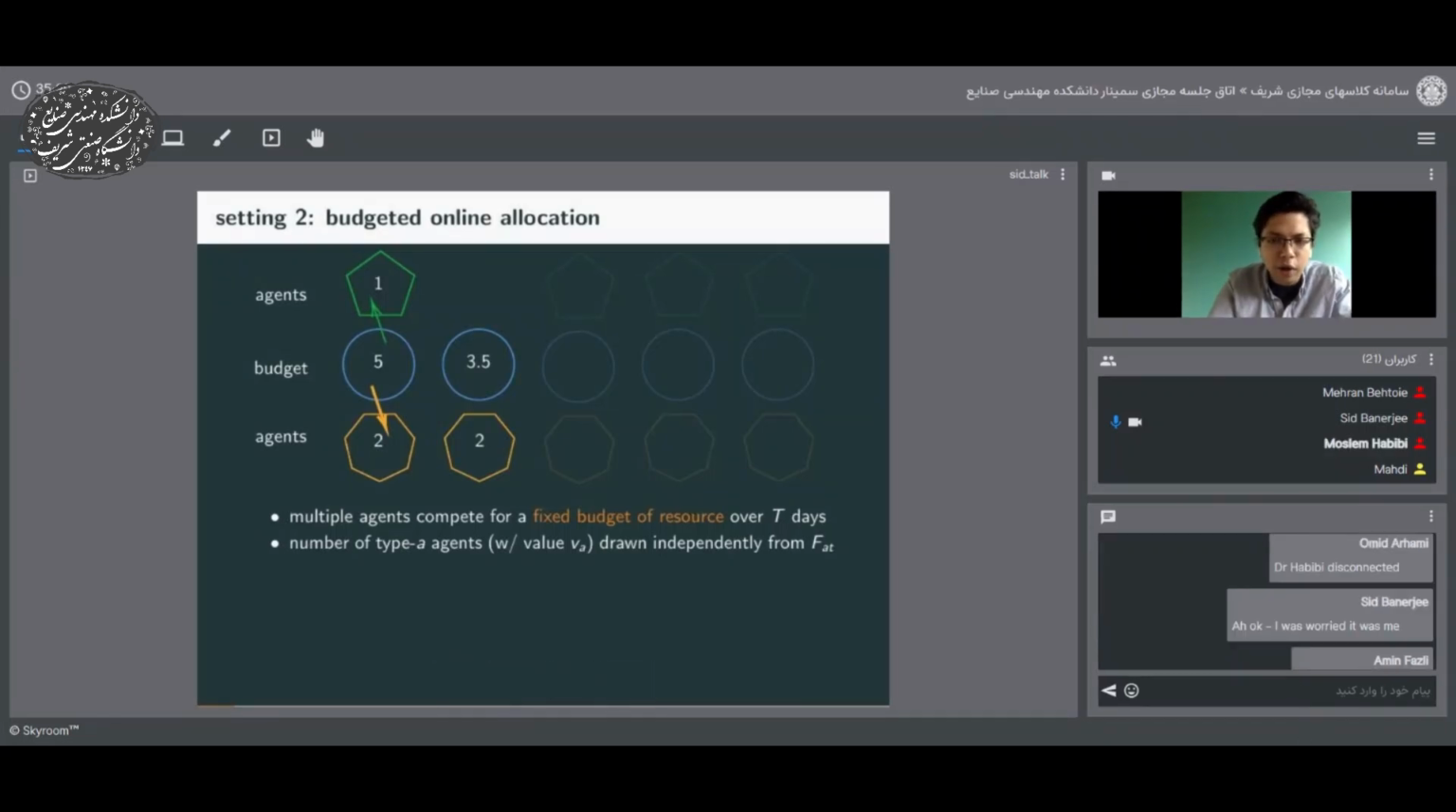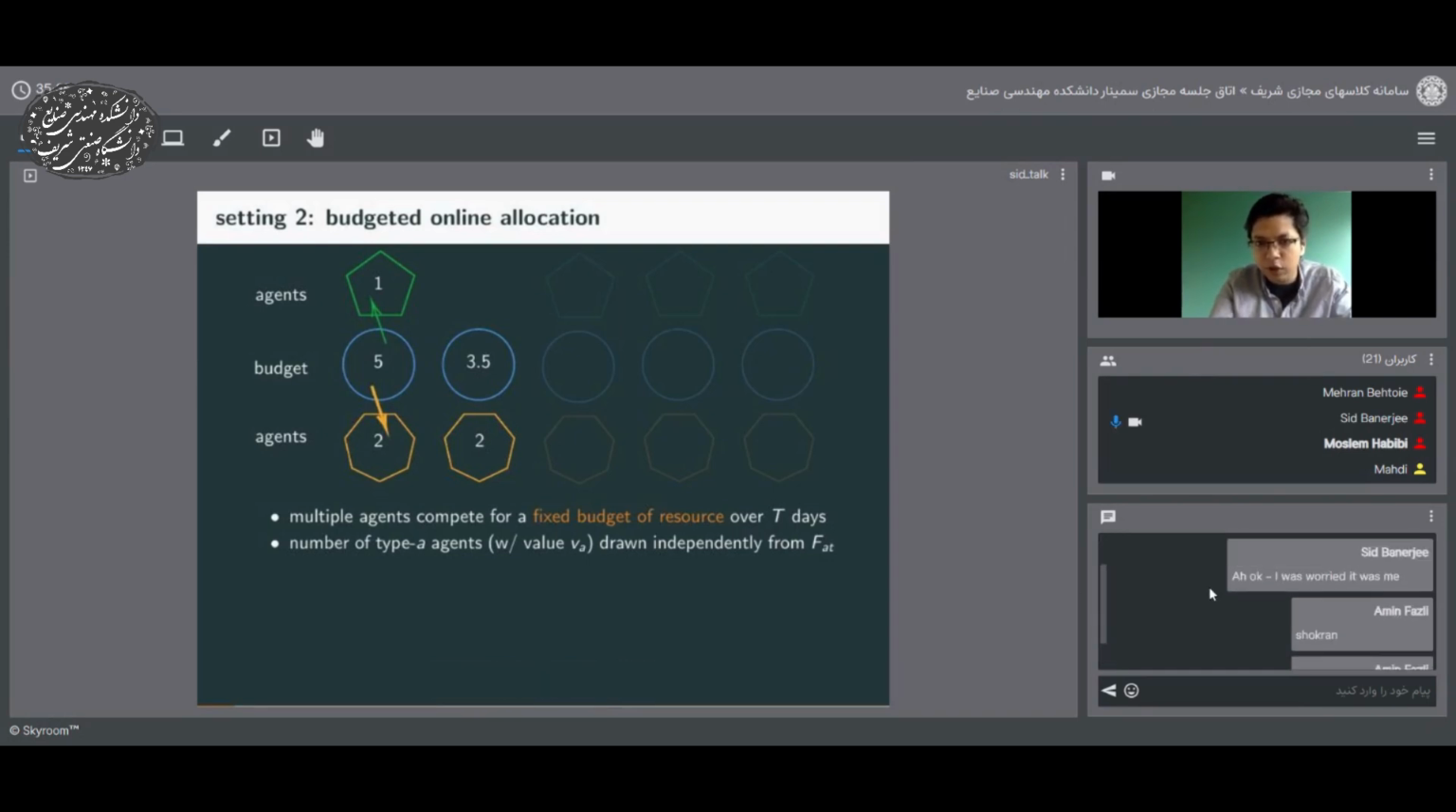Okay, I've slightly changed the numbers here. So I'm starting off with 5 units of the resource. Agent 1 says he or she has value 1, agent 2 has value 2.